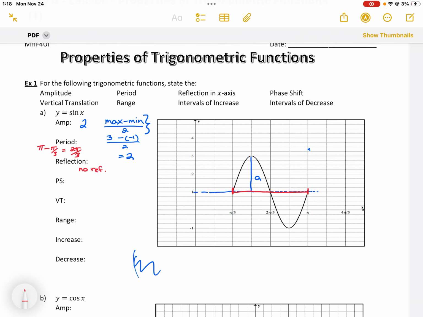There is no reflection here. I'm basing this off my sine graph. Sine goes up to a maximum first, as does the graph that is here.